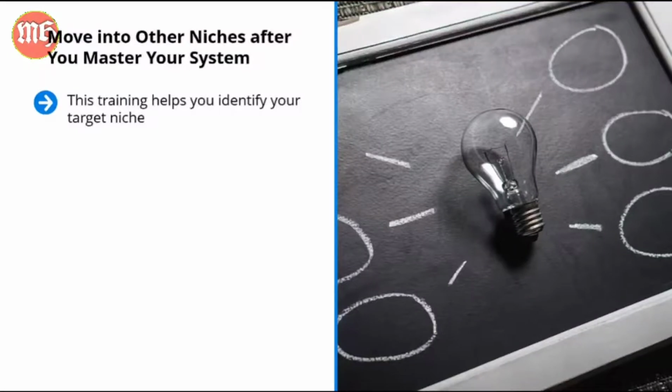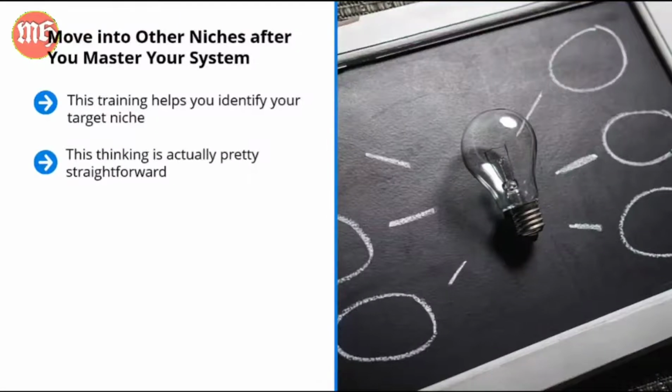Once you've made quite a bit of money on your niche and this money comes in month after month, you have to think big. You have to look into other niches that are related to your current niche. This thinking is actually pretty straightforward. If you have already mastered your niche to the point that you're making automatic income month after month, then you can apply the same system to other niches that are closely related to the one you're in. This is how you scale up your business.